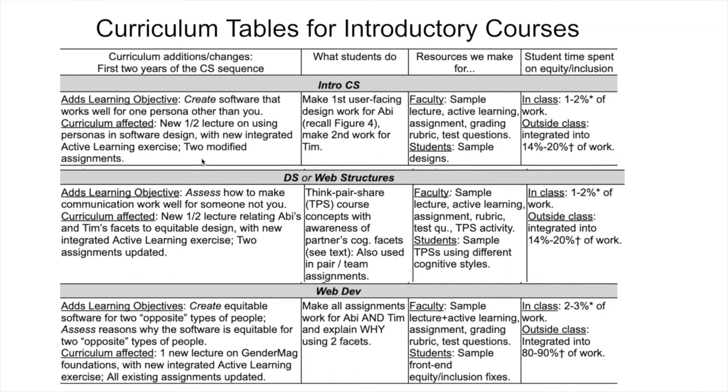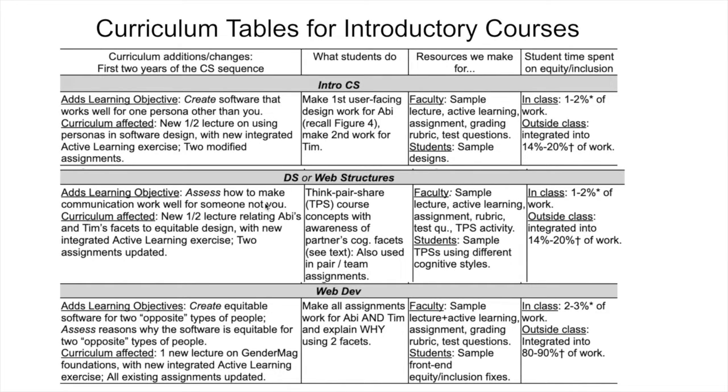So let's take a look at the first class, Intro CS. Now, the first column indicates what additions or changes were made to add GenderMag into the class. Here we see the curriculum affected was that a new lecture on personas was included. So this Intro to CS class chose to incorporate personas as their topic into the class. And what students actually did is that they did some design work for the Abby persona and also made it work for the Tim persona.